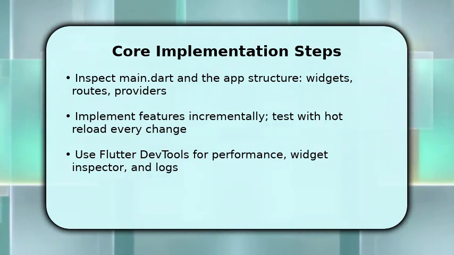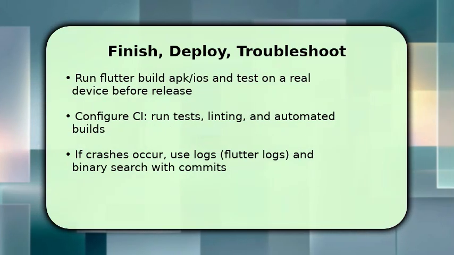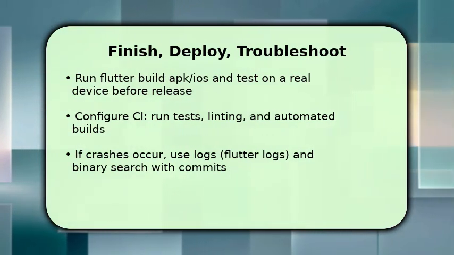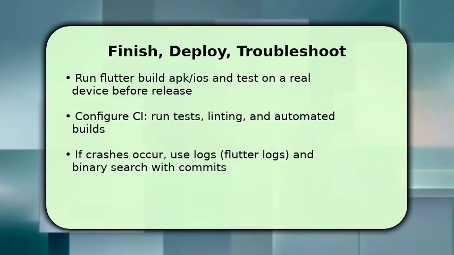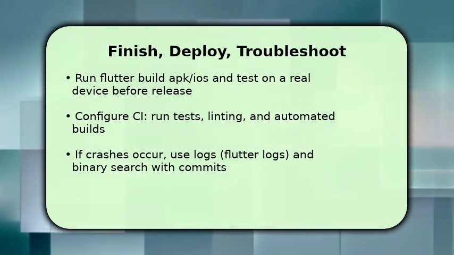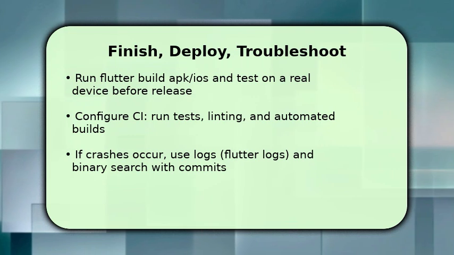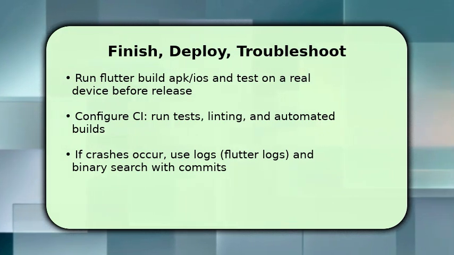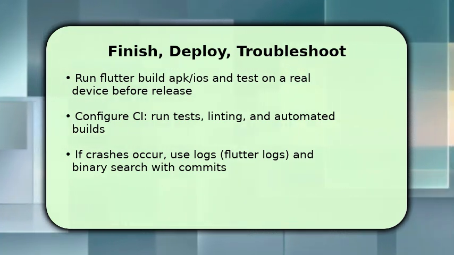You complete the process by building release artifacts. Run flutter build apk or ios and test on a physical device to validate performance and permissions. Once stable, configure CI pipelines to run tests, linting, and automated builds so releases stay consistent.